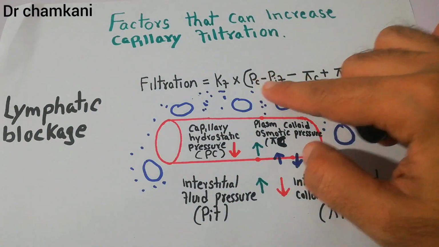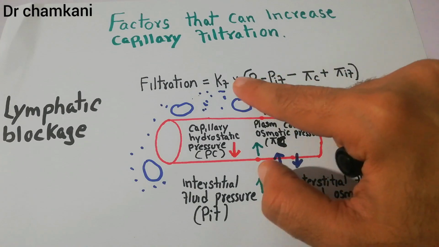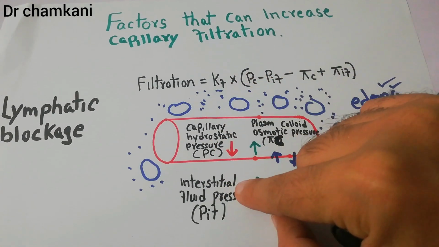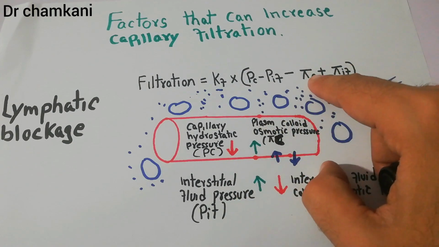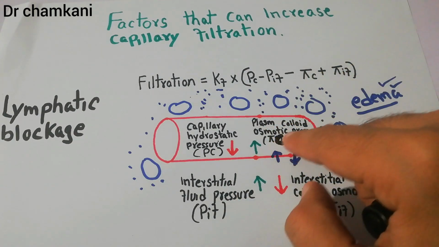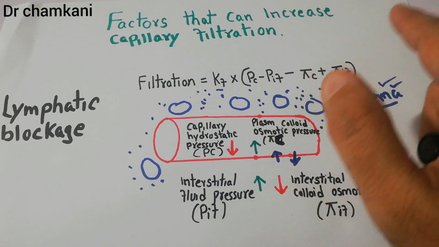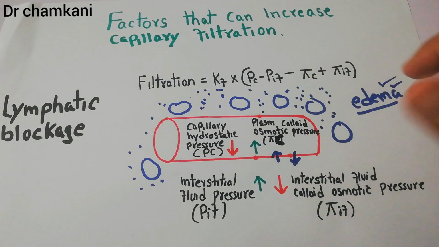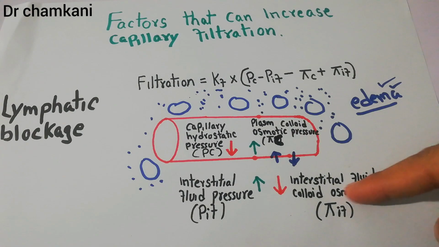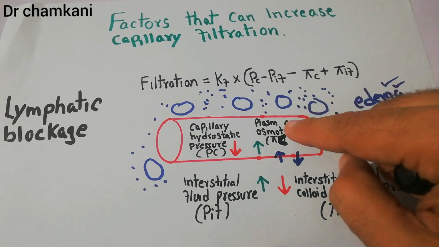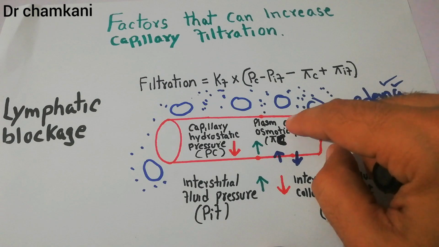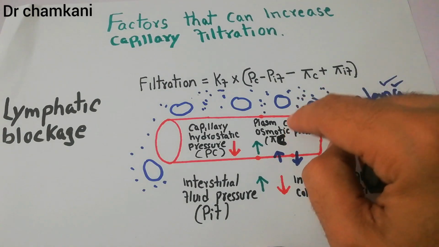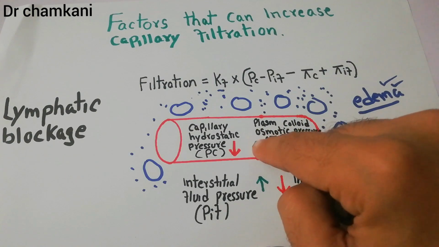Then the other forces are summed in this equation. This Pc is for capillary hydrostatic pressure. This PIF is the interstitial fluid pressure. This pi C is for the plasma colloid osmotic pressure. We can also write it as pi P, and then pi IF is for the interstitial fluid colloid osmotic pressure. We will focus on this interstitial fluid colloid osmotic pressure. The plasma colloid osmotic pressure is due to the proteins in the plasma inside the capillary lumen. This force due to the proteins sucks the fluid into the capillary.